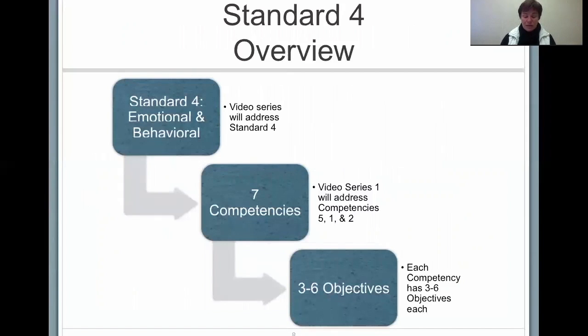Now we are ready to begin talking about Standard 4. As an overview, Standard 4 contains 7 different competencies. Each competency will be addressed during the video series. With each competency, there are 3 to 6 objectives. Video Series 1 will cover competencies 5, 1, and 2 in that order.